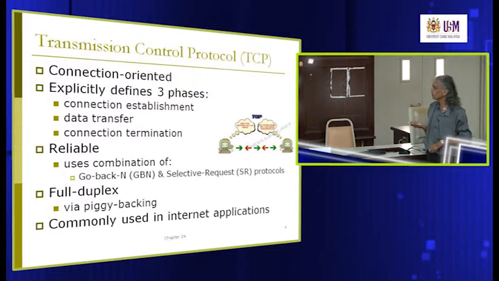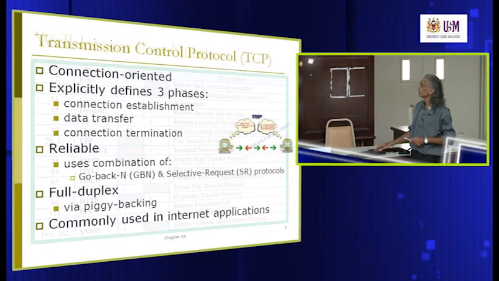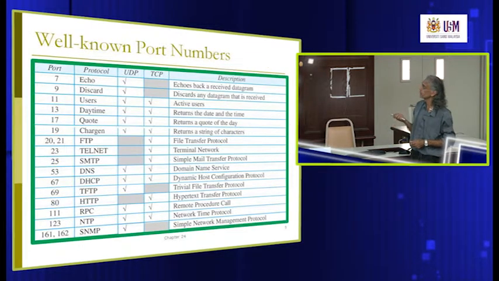And TCP is the most commonly used protocol in internet applications. As you see in the table earlier, most of them will use TCP because it's reliable. The only problem is that it's slightly more sophisticated. If you want to do your own, it's slightly more complex compared to UDP.